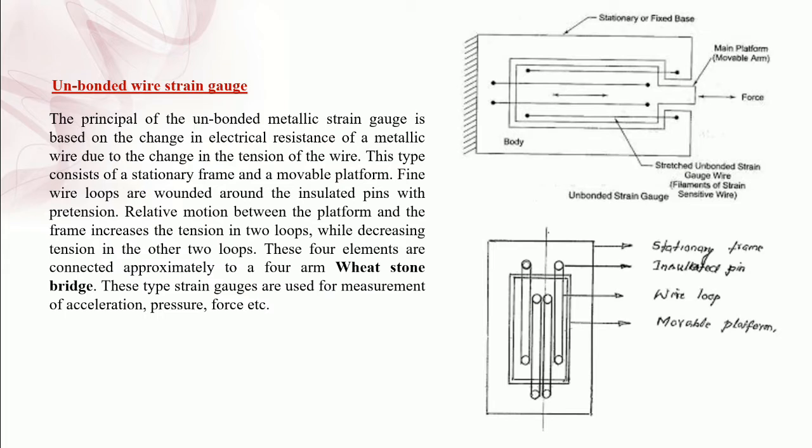In case of characteristics of resistance wire strain gauge, the resistance wire strain gauge should have some basic characteristics. It should have a high value of gauge factor, which I will be discussing later. Then the resistance of the strain gauge should be as high as possible. Then the strain gauge should have a low resistance temperature coefficient. So these are the basic important characteristics for any kind of unbonded wire strain gauge.